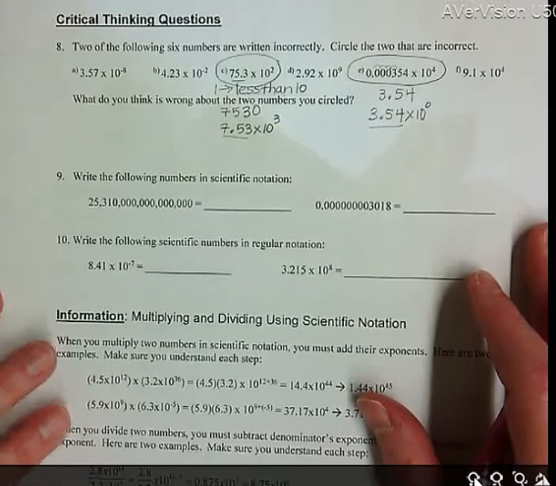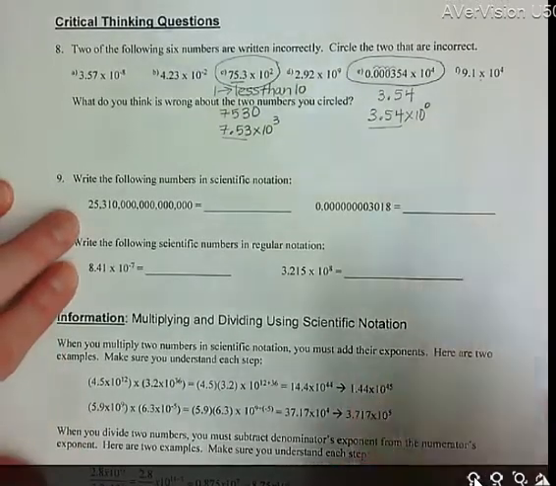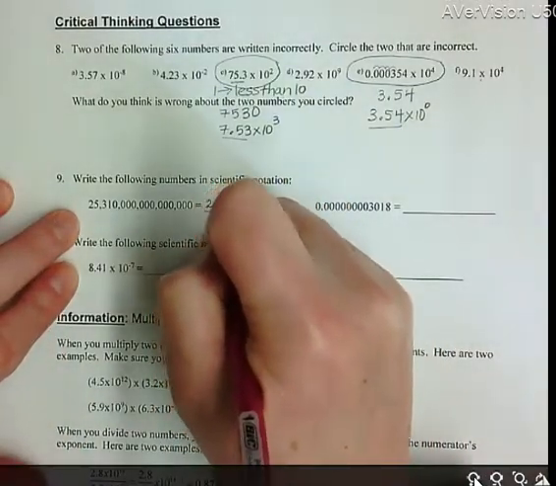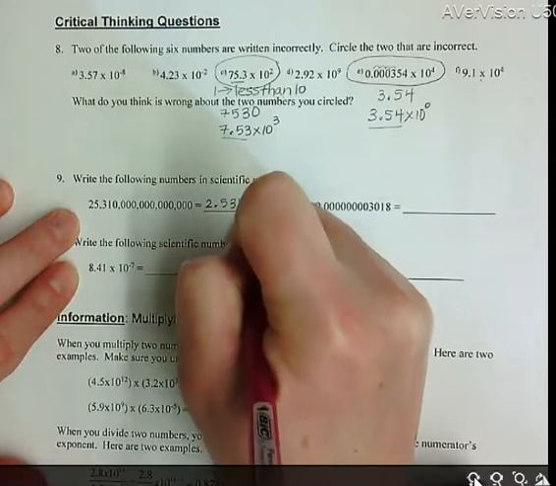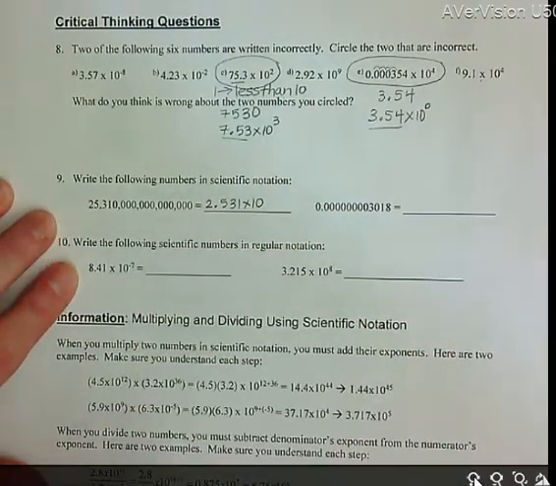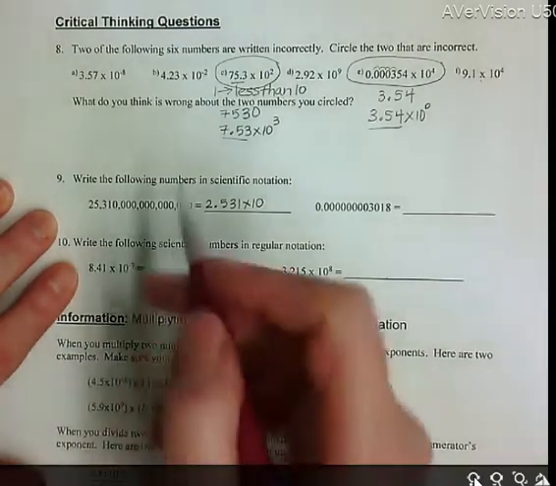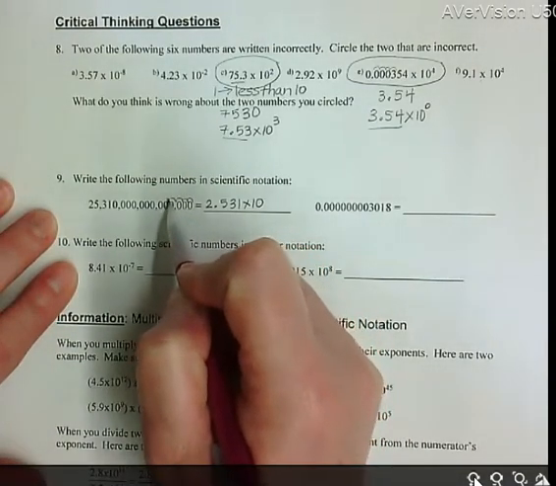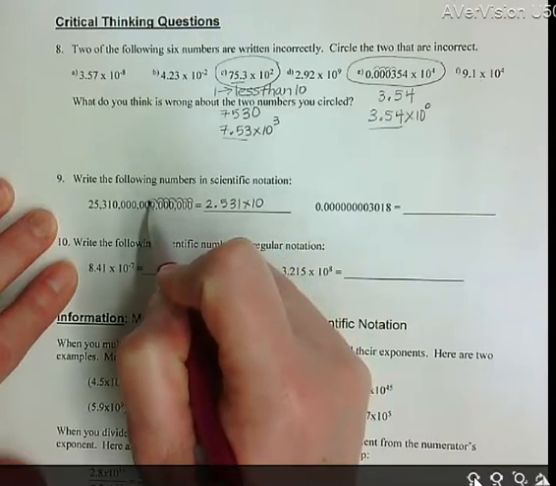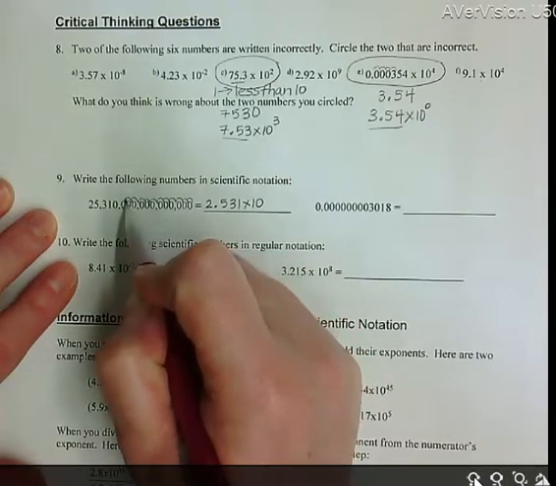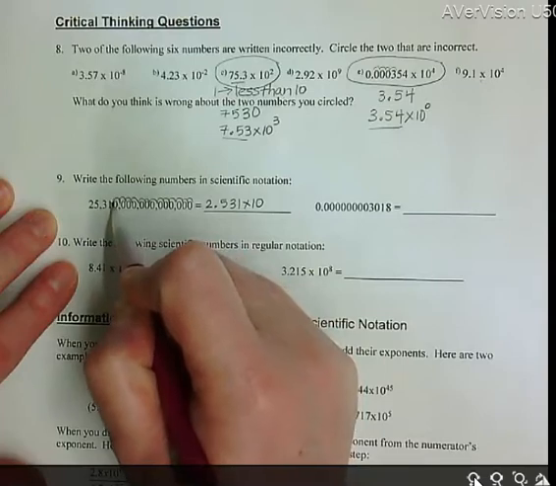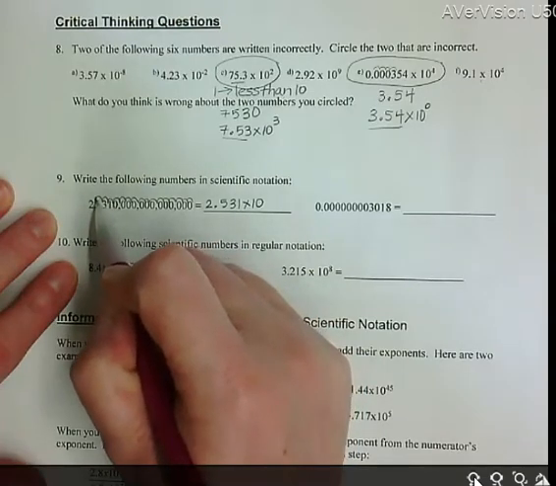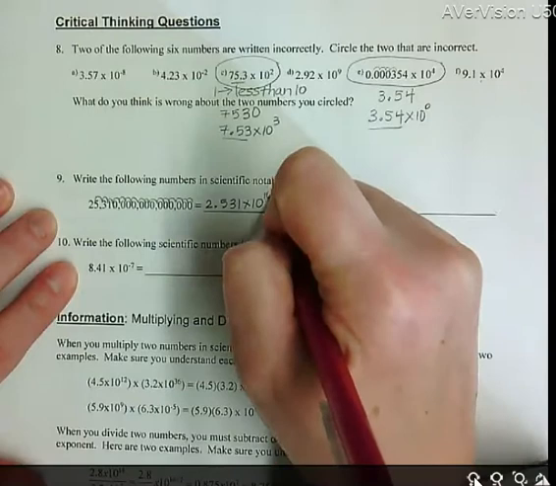Number 9, write the following numbers in scientific notation. So this is going to be 2.531 times 10. And again, it's going to be a positive exponent because it's a large number. And 1, 2, 3, 4, 5, 6, 7, 8, 9, 10, 11, 12, 13, 14, 15, 16, times 10 to the 16.